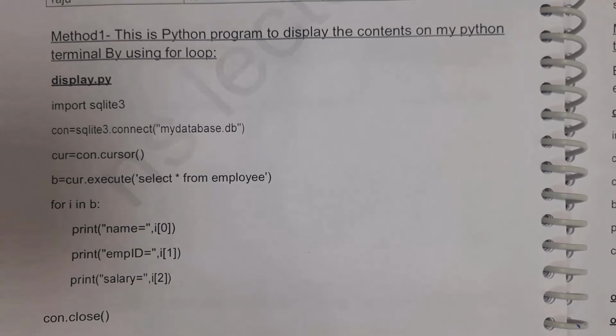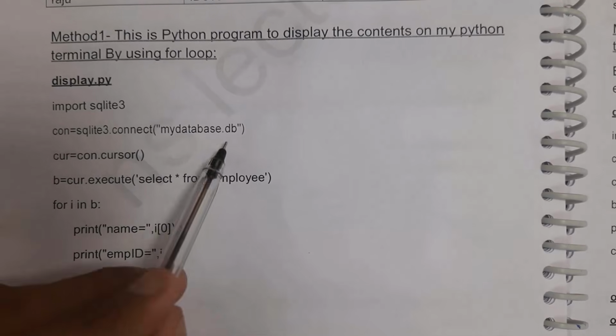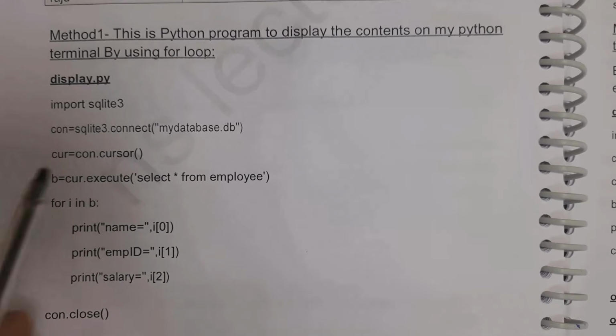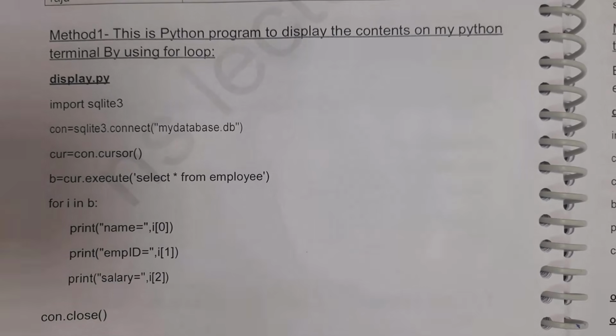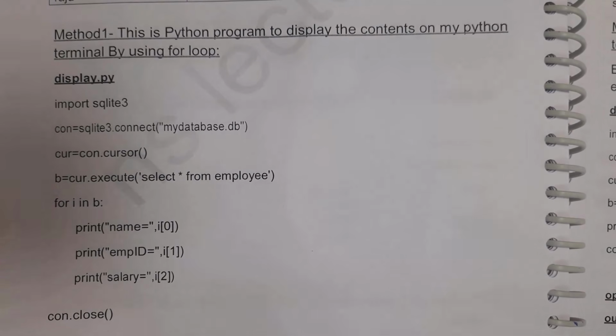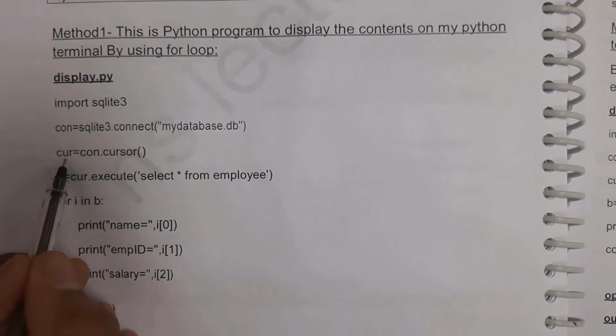And similarly next use the cursor method. So just write here cur equal to, my database is present in variable con, so just write here con.cursor. So take the cursor method, and next take one variable. You can take any variable name. I am taking variable name as b.